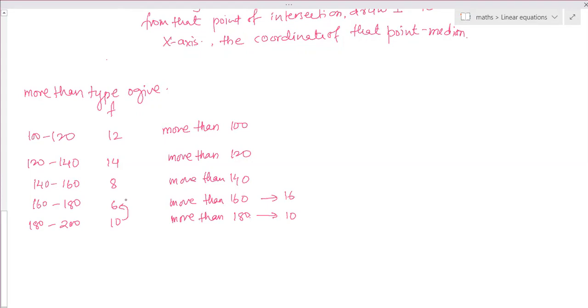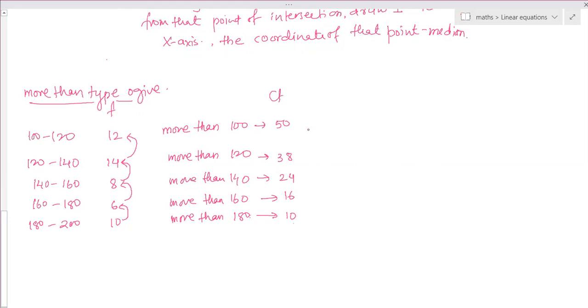Now more than 140 means all three terms, so 16 plus 8, that is 24. Then more than 120 means addition of all of them, so 24 plus 14, that is 38. And more than 100 means all of them, so 38 plus 12, that is 50. So when you are doing the more than type ogive, you have to do the cumulative frequency, but from bottom to top. Is it clear? Yes, ma'am.